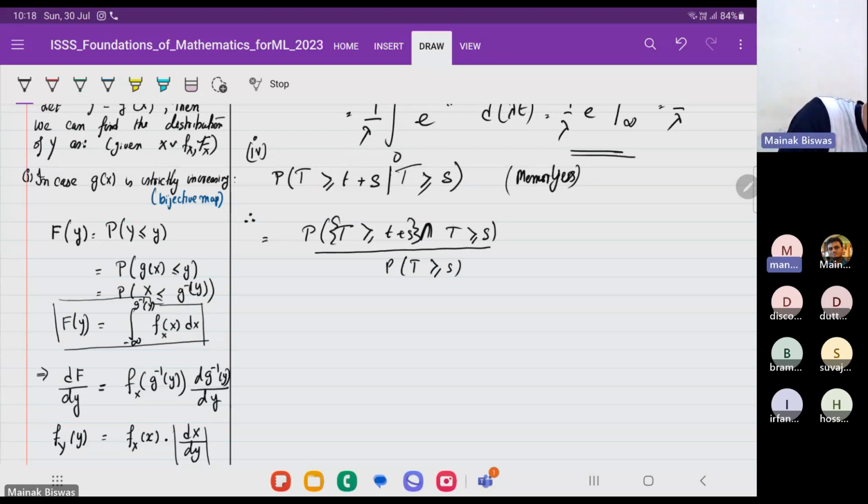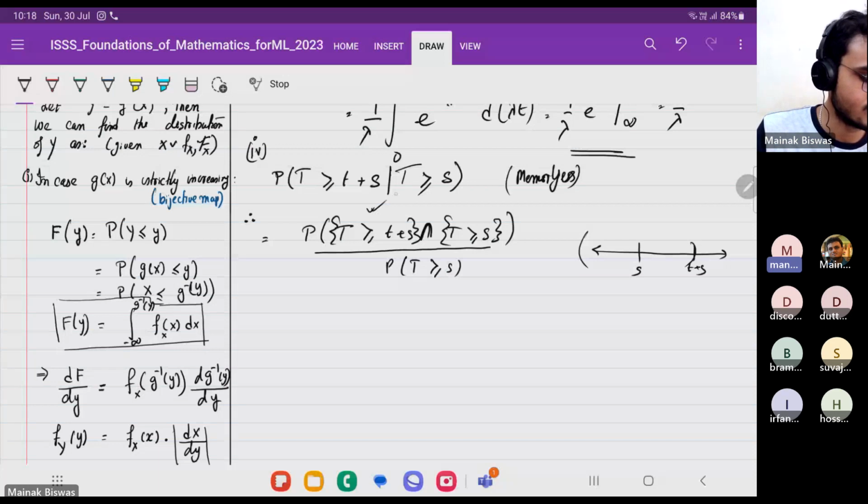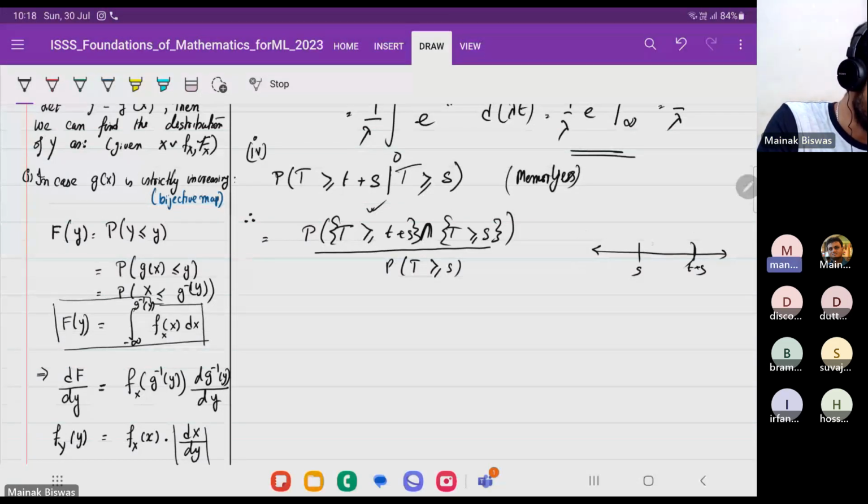Yes. So which is a subset? Which is a superset? Left hand side is a subset. Correct. Why is it a subset? Because t greater than s is all the values from s to infinity, and t greater than s plus t is all the values from this. So it's clearly t greater than t plus s is a subset of this, yes or no?